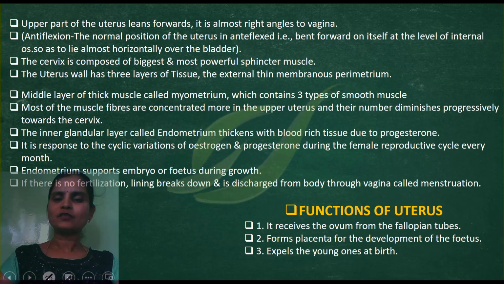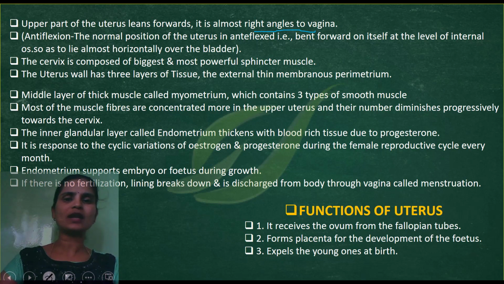The upper part of the uterus, when you find the structure of the uterus, will be at a right angle to the vagina. That position of the uterus is called the anteflexed position. The cervix contains certain muscles which are more powerful. Sphincter muscles will be present.